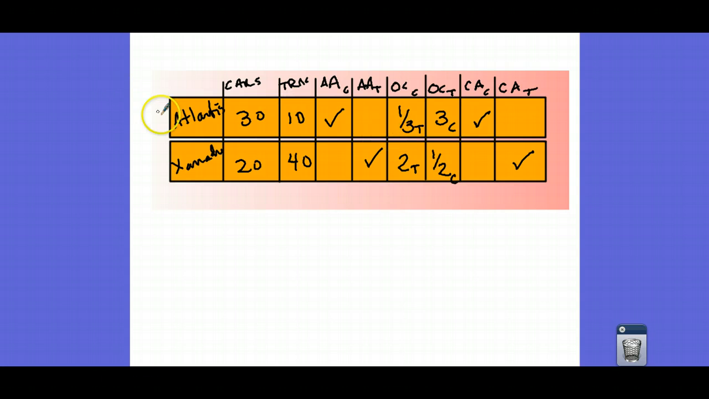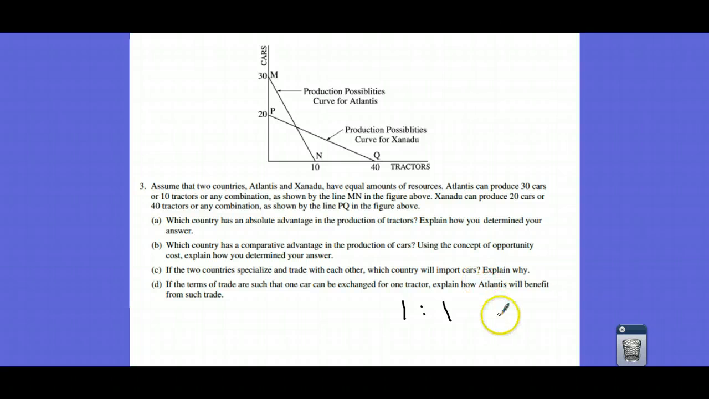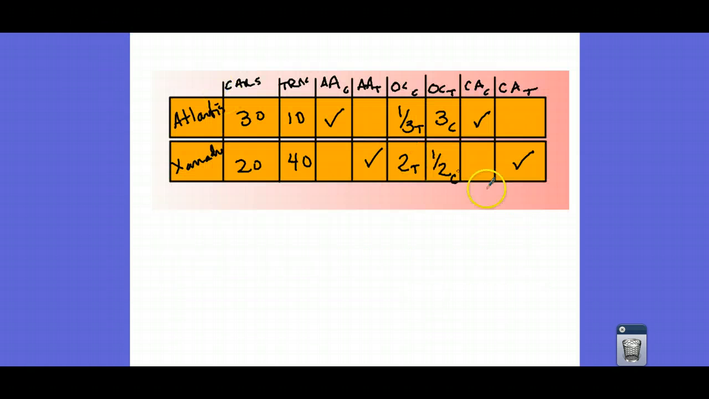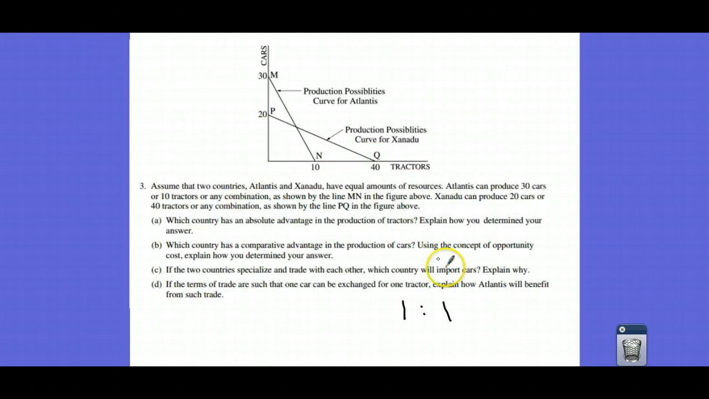In this case, Atlantis' opportunity cost to make one car is a third of a tractor. We go back to the question, they're saying, how is Atlantis going to benefit if one car can be exchanged for one tractor? They are going to benefit because if they decide to produce cars, which they would because they have a comparative advantage in it, and they get a tractor for it, it's going to be 2/3 greater than the third of a tractor it costs them to make the car themselves. They're going to benefit. Ladies and gentlemen, we're done.